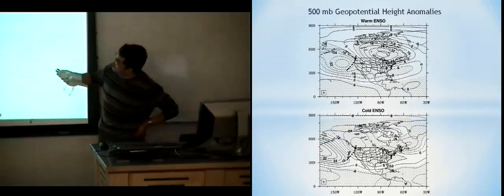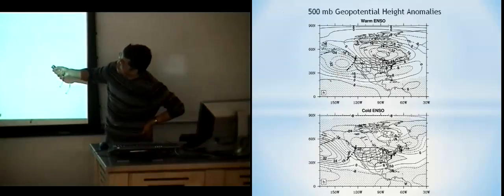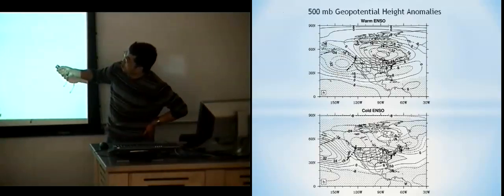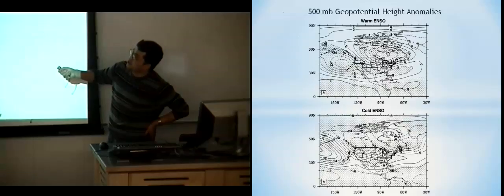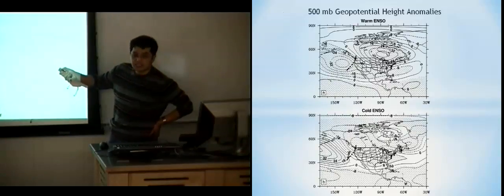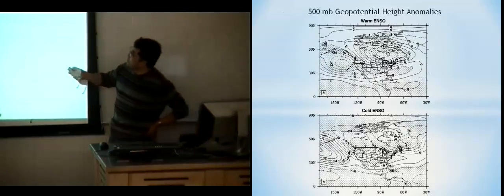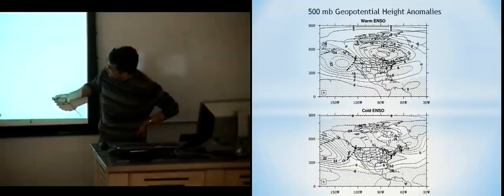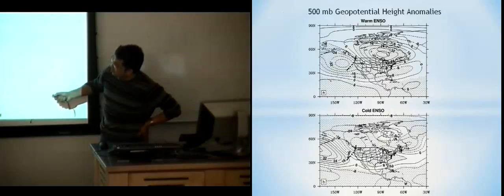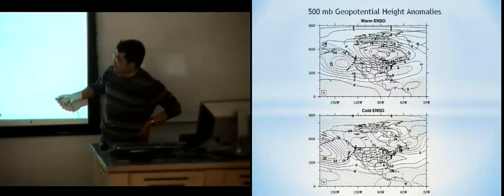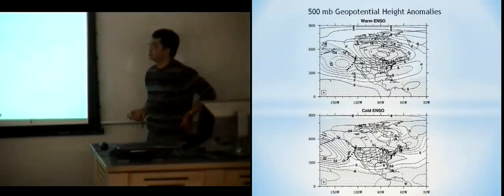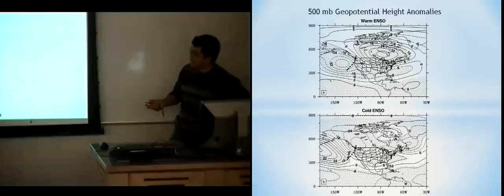During the warm ENSO, you see low pressure here. It covers a large area of the southwest. This low pressure causes stronger precipitation in the southwest. But for this pattern, over the northwest, the low pressure is quite dominant. This also causes stronger precipitation in that region.